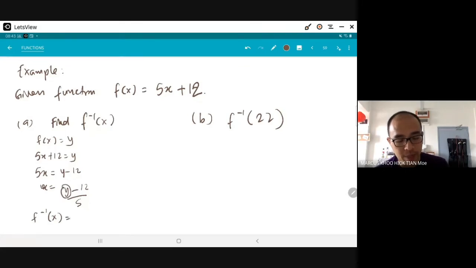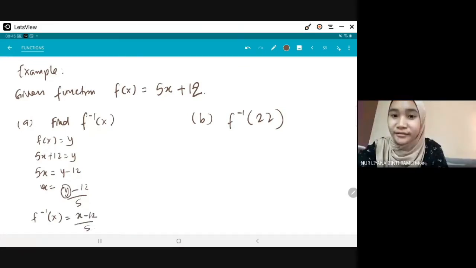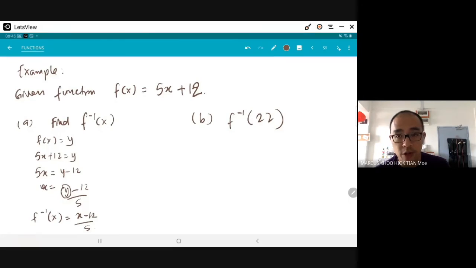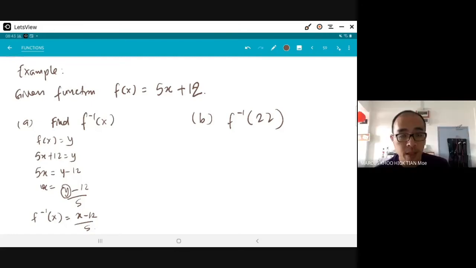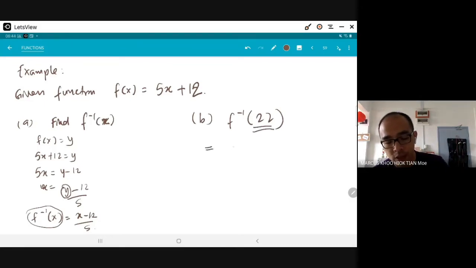Sorry, which one is 27? A. You cannot get 27 because its object is just x, there's no number involved. Okay, be careful. So now that you have the inverse function of x as x minus 12 over 5, you substitute 22 in. So you get 22 minus 12 over 5, so the answer is 10 over 5, which is 2.